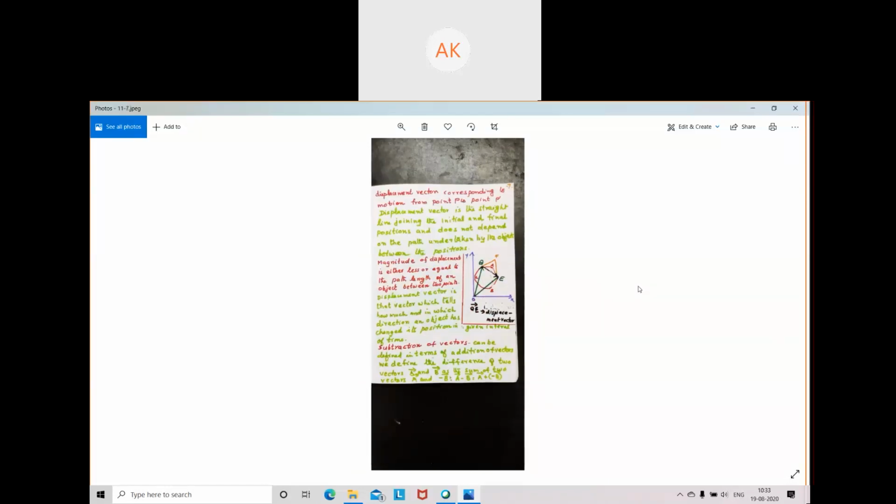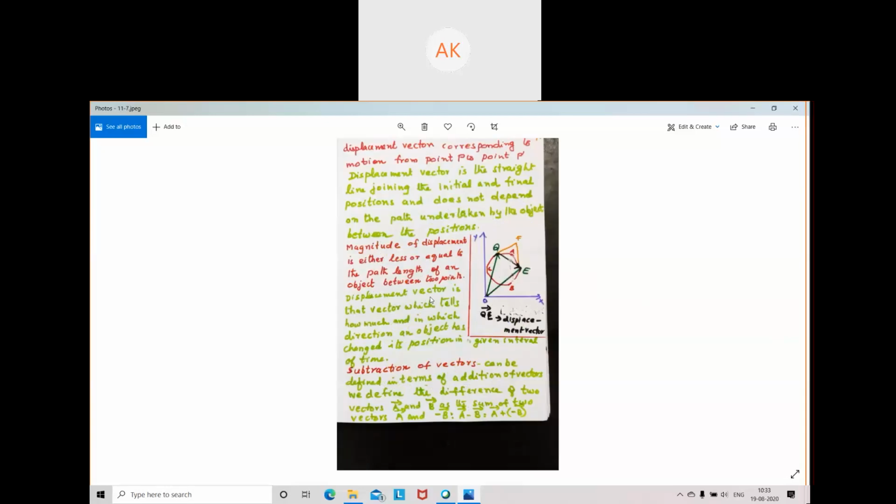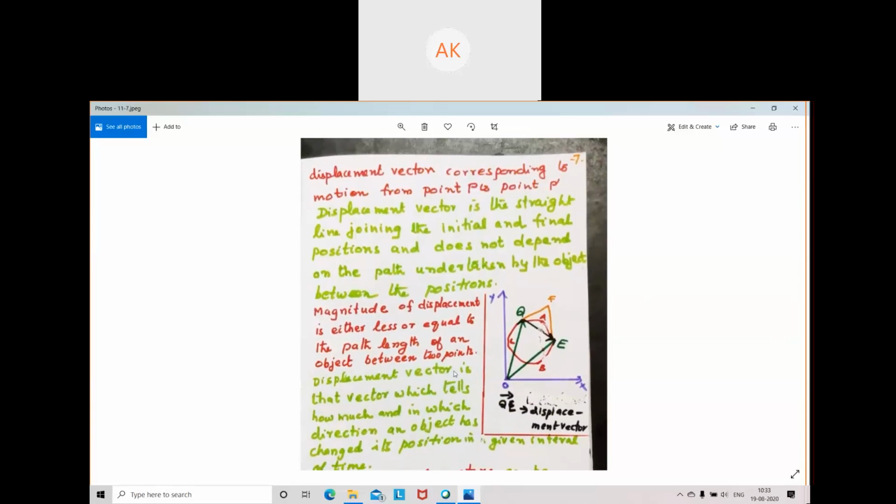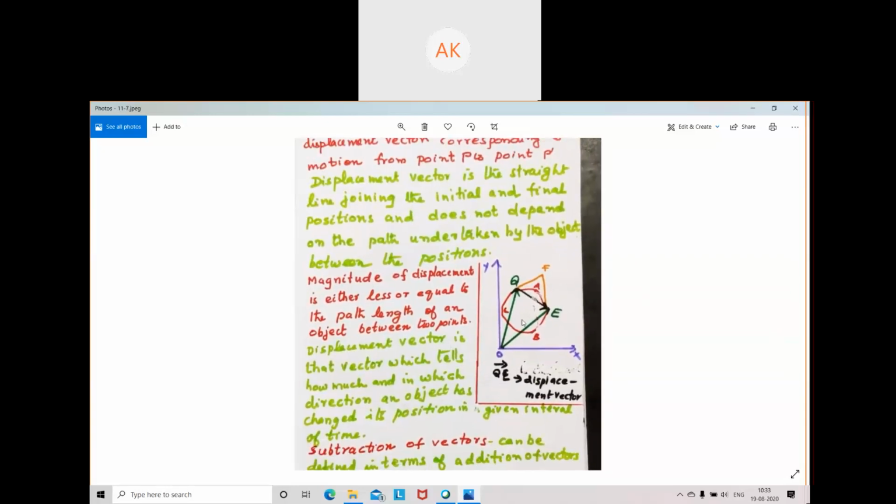Next, displacement vector. Position vector I told you. Next, displacement vector. So again I have drawn the figure, otherwise you have to turn to that same page again and again. X-axis, Y-axis, the body is moving from Q to E, for example. When a body moves from Q to E, it can take different paths. QAE, you can take.